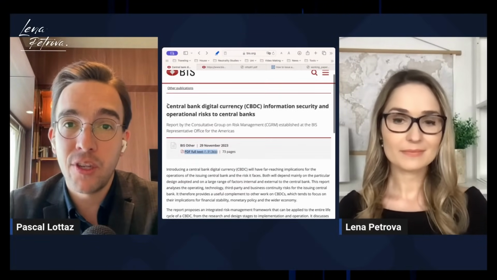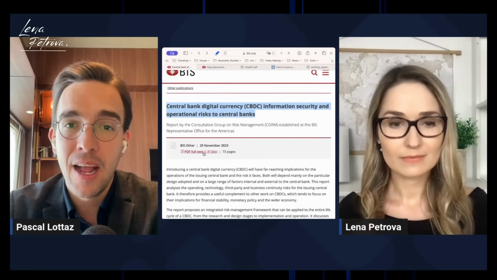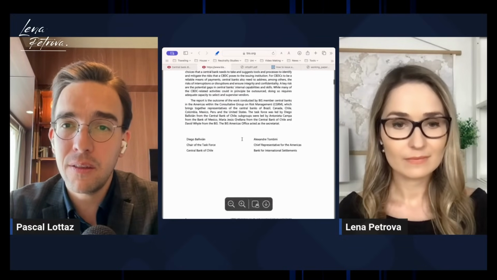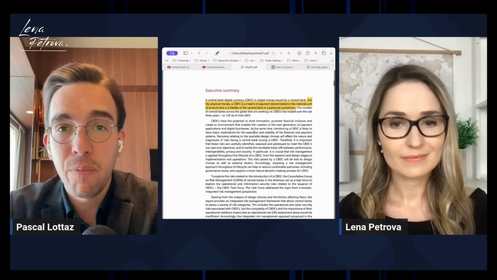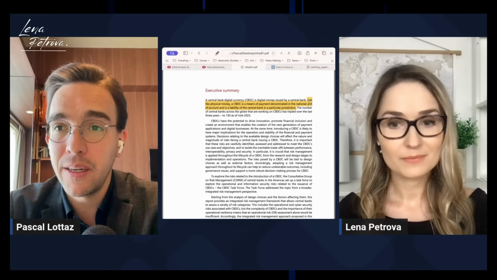They wrote this paper, Central Bank Digital Currency, Information Security and Operational Risk to Central Banks. And if you click on the PDF, you can read the whole thing. It's an interestingly crafted paper. I just highlighted a few things. The first thing I found interesting is the second sentence in the executive summary.